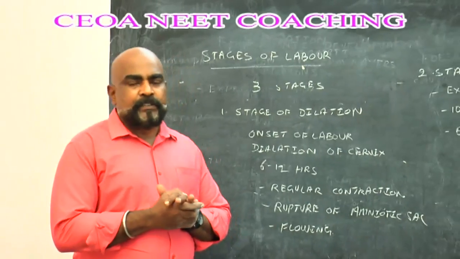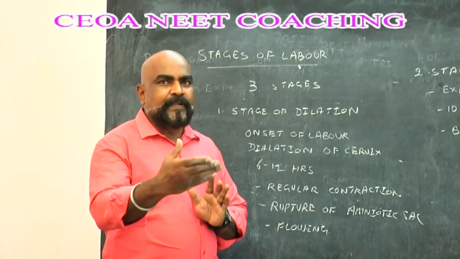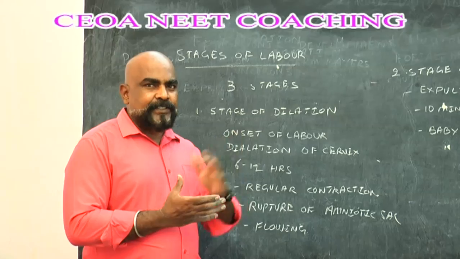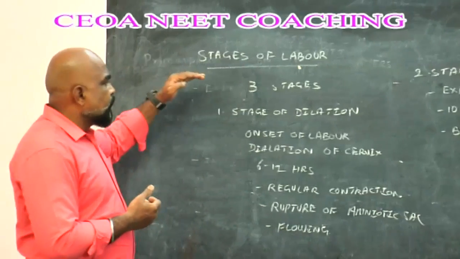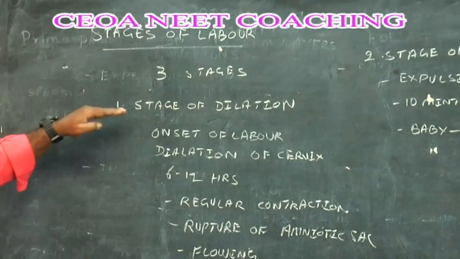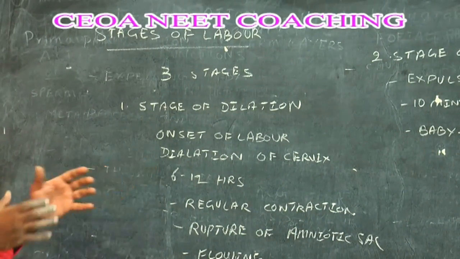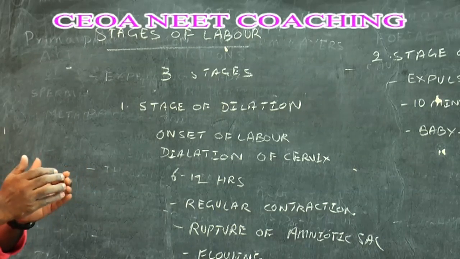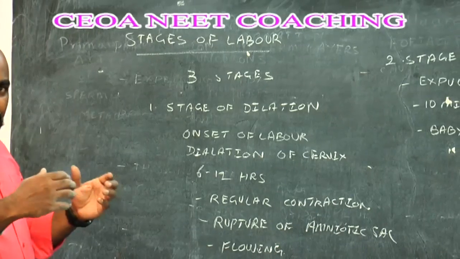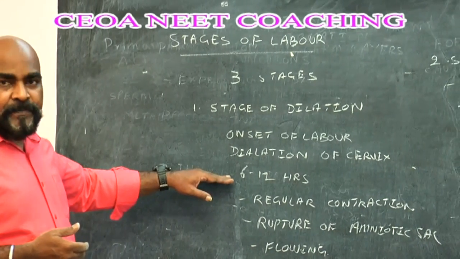Labor pain is the pain which is experienced at the time of delivering a baby. And this labor has 3 stages. The first stage is the stage of dilation. So with the onset of labor, the dilation of the cervix will occur. That is, the neck of the uterus will dilate. And this dilating process may take some 6 to 12 hours.